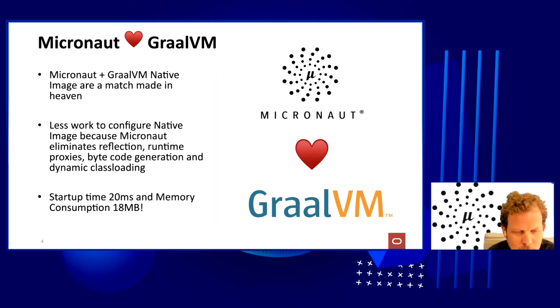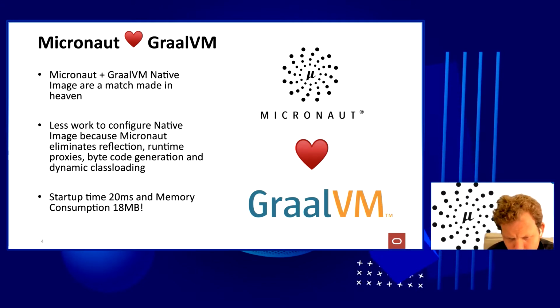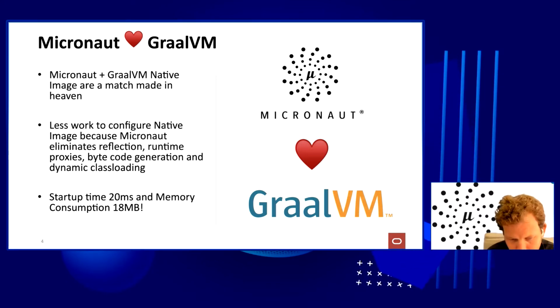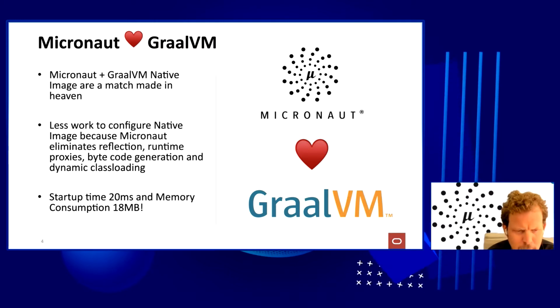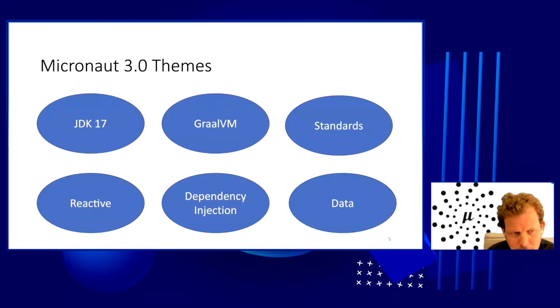So the native image tool has a much easier job in terms of converting the application into a native executable. And once you do so, your Java application's startup time is dramatically reduced. A Micronaut application compiled with native image starts up in like 20 milliseconds, and memory consumption drops significantly. So they make a great pair for building low memory footprint microservices, command line apps, serverless applications, and a range of different use cases. Micronaut and GraalVM can be combined.